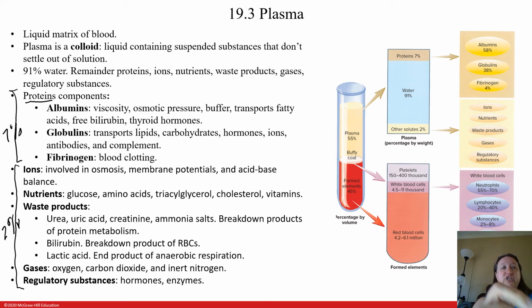Somebody also asked a question on Blackboard about what a colloid is, and plasma is a colloid, and what that means is that the liquid portion of blood is thicker. Think about, when you have a cut, how thick blood is and how sticky it can be. And that thickness and that stickiness is what allows the proteins and the other solutes and the platelets and the white blood cells and the red blood cells to stay suspended within that solution and not fall out of solution as they're moving through the blood.